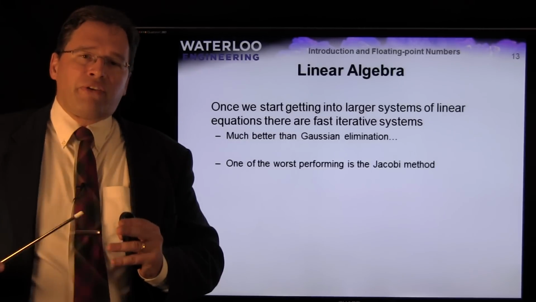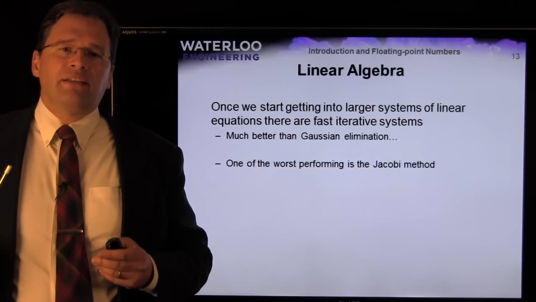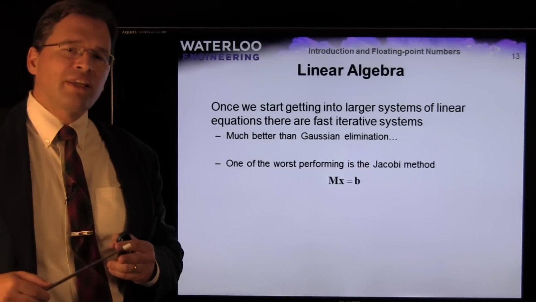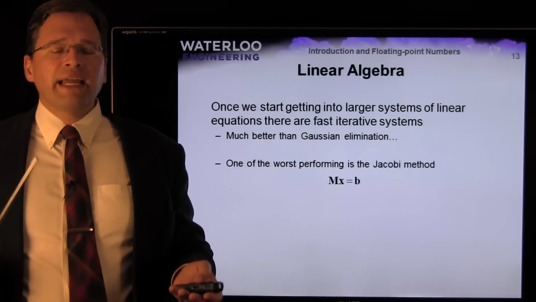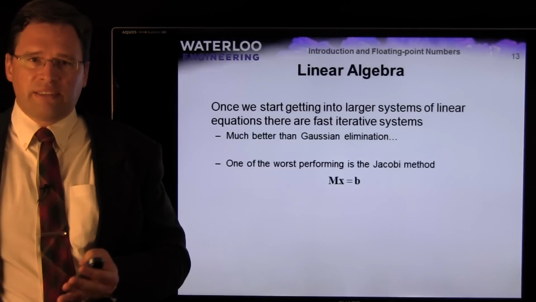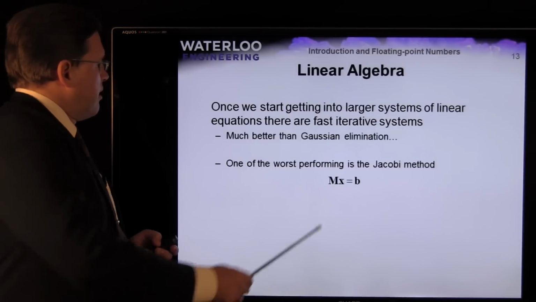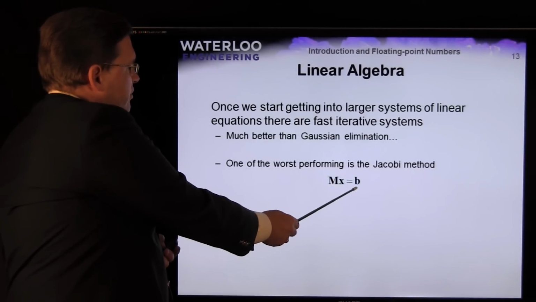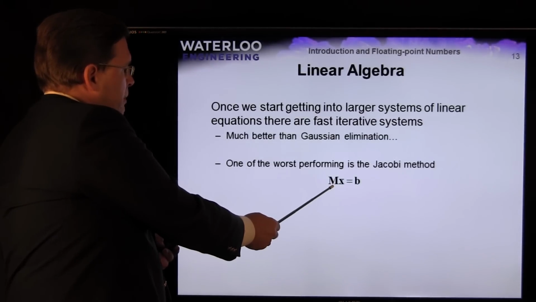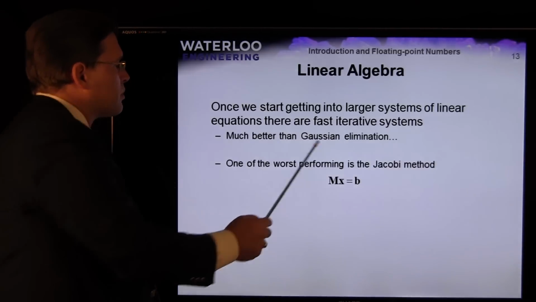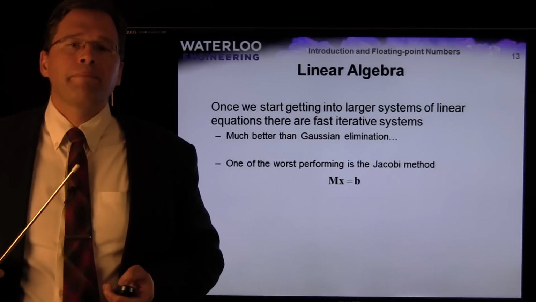Instead, there are iterative approaches for finding solutions to systems of linear equations. One of the worst is the Jacobi method. It's not very useful, it's very slow, but it's instructional. I want to solve a system of linear equations: a known matrix M times an unknown vector x equals a known vector b.